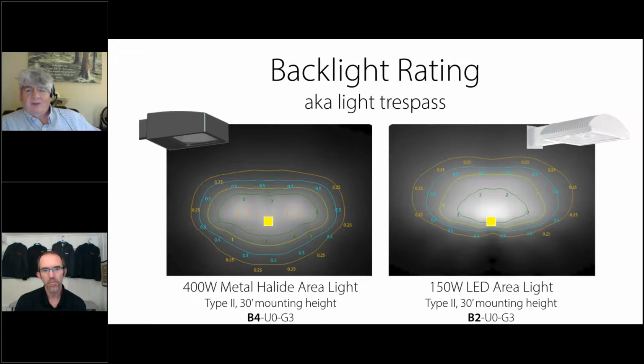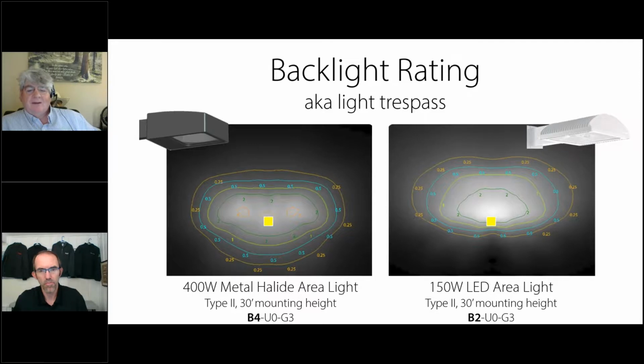And that's where you'll see the LED provides a very distinct cutoff to the rear of the fixture. Typically about half the mounting height is a good rule of thumb for how much backlight you can limit to, either with the LED in its native design or with an HID with the house side shield.